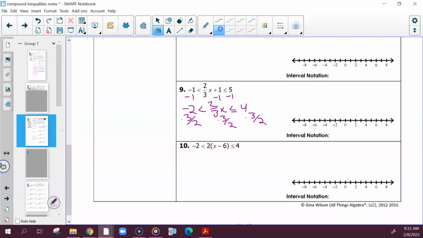So this would be -6 over 2, which is -3. This would just be x. This would be 12 over 2, which is 6. So open circle at -3, closed circle at 6. The line connecting them. -3 would have a parenthesis and 6 would have a bracket.